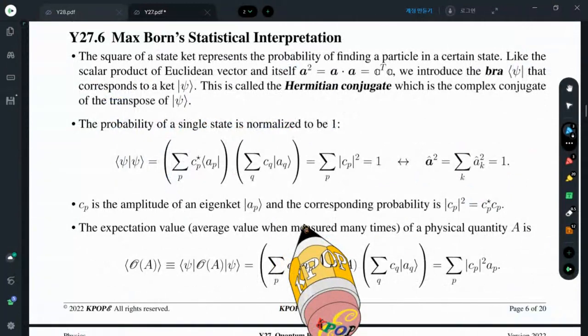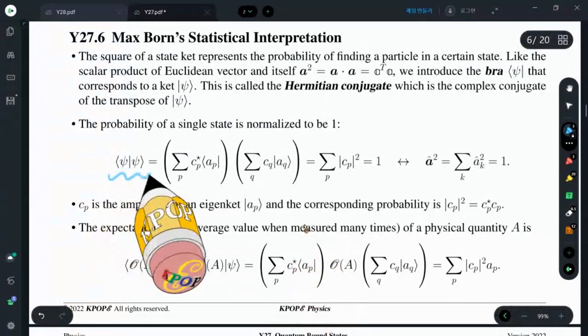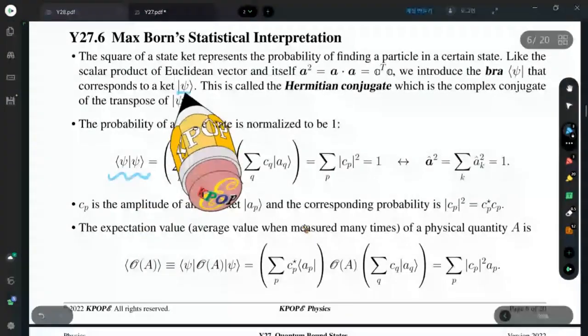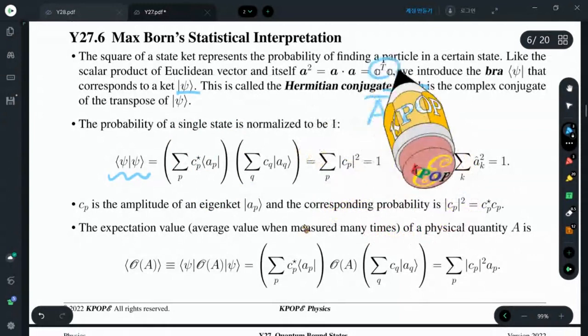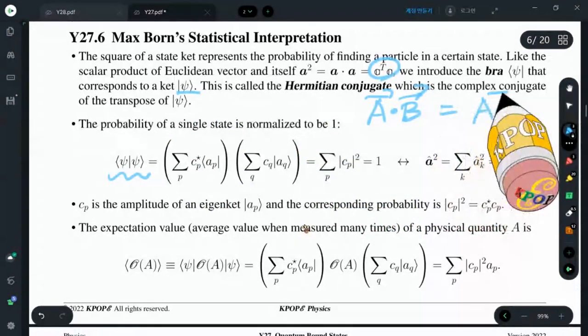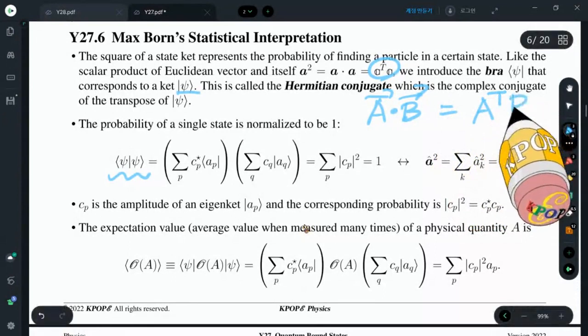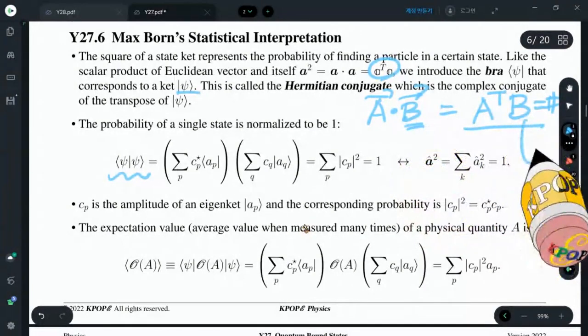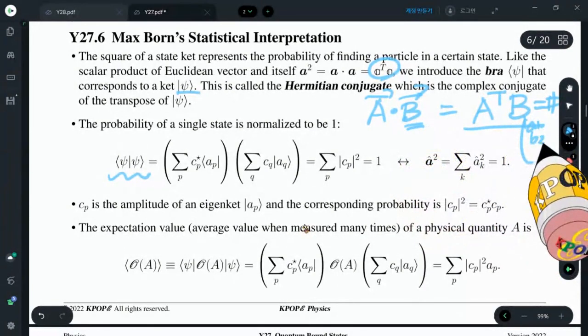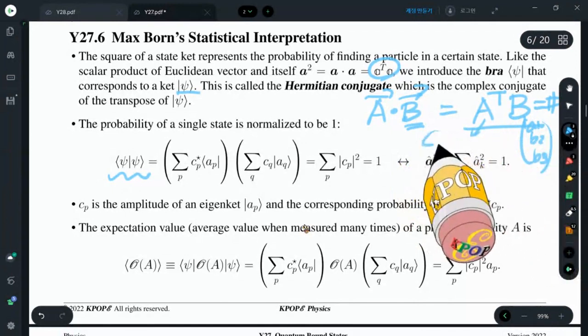Max Born introduced a statistical interpretation of this quantum state. Just like a scalar product between two Euclidean vectors, we can define the scalar product between two quantum states. In a matrix space, we usually take the transpose and multiply, and it becomes a number, because this one becomes a column vector, B1, B2, B3, and this guy becomes a row vector.